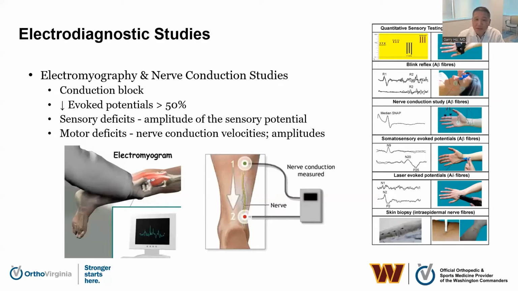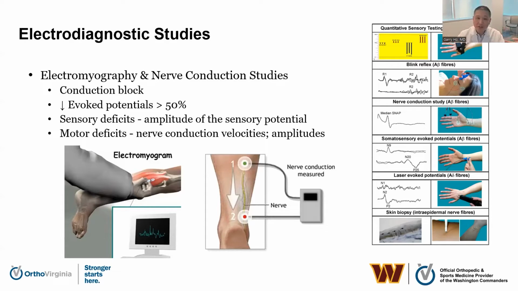Another test that we'll sometimes do, and this is where I often partner up with some of our other colleagues, both in OrthoVirginia and in the community, but it comes to looking for other clues to test the nerve. So we've talked about ultrasound, MRIs.